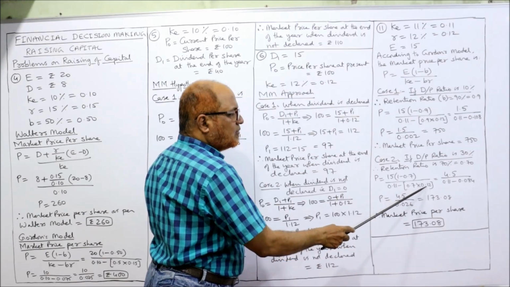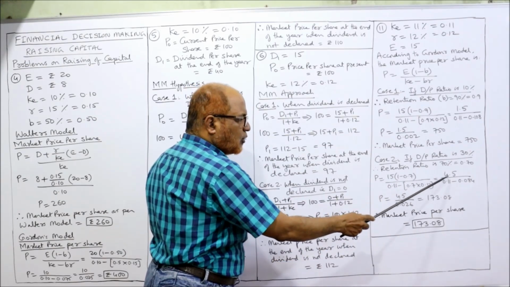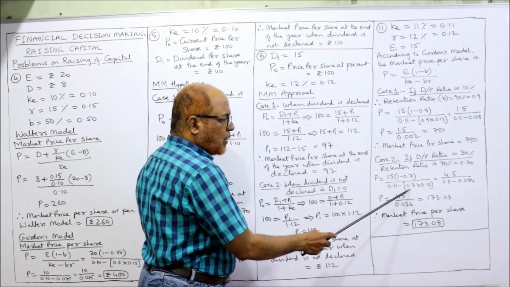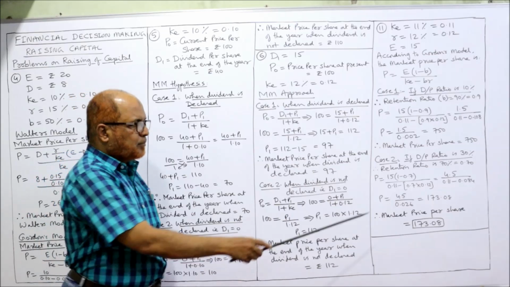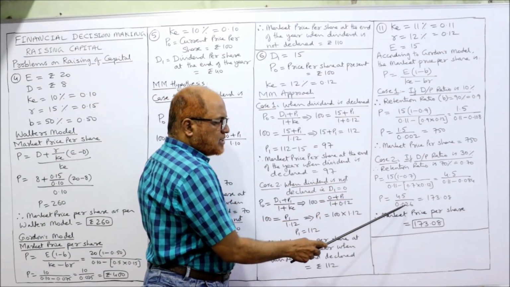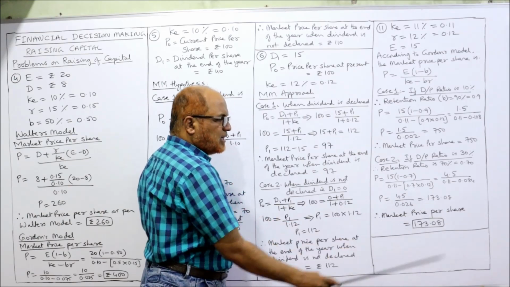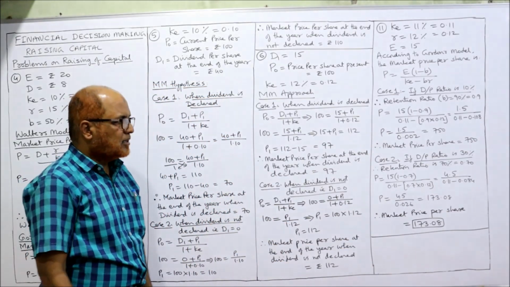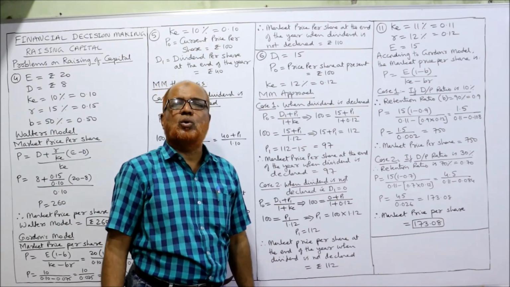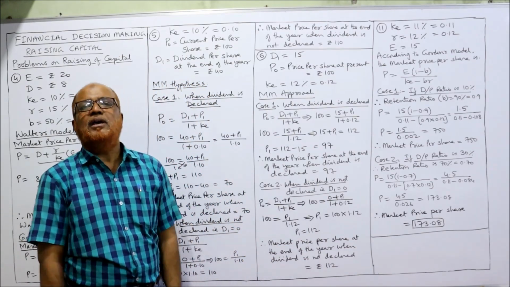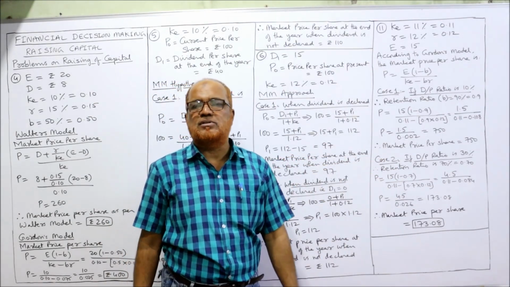0.7 into 0.12. So 1 minus 0.7 into 15, you'll get 4.5. Then 0.11 minus 0.7 into 0.12, that is 0.084. Subtract 0.11 minus 0.084, you get 0.026. So 4.5 divided by 0.026, you'll get 173.08. So the market price per share at the end of the year is 173.08. This will happen if the DP ratio is 30% or the retention ratio is 70%.